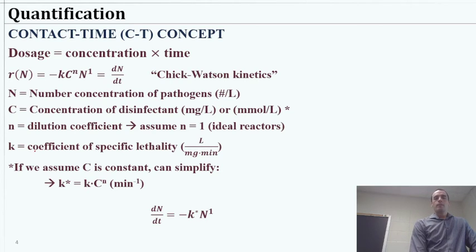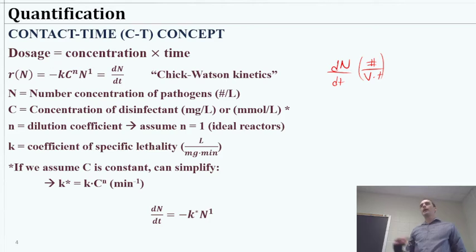We talked about N. K, we will call the coefficient of specific lethality. Let's take a look at the units here. We have dN/dt. This is going to be a number concentration per time, so that would be a number per volume per time as the units, right? Then this KCN has to have the same units. We already said that the C is, let's say, milligrams per liter. For the C, I'm just going to write it like that.